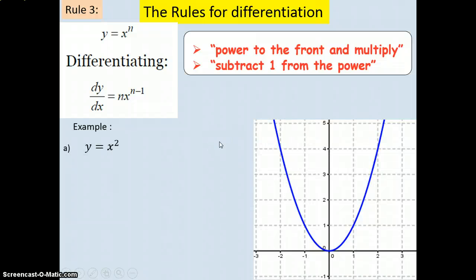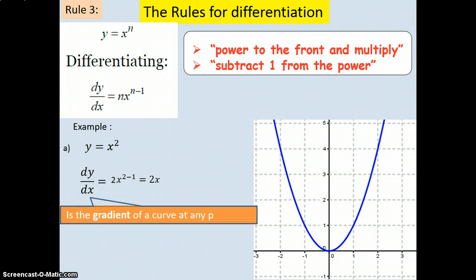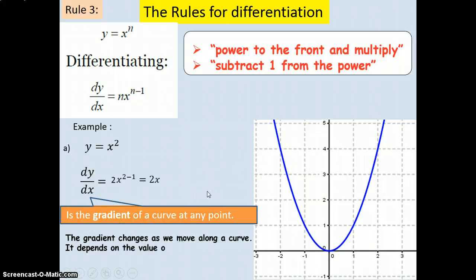For example, if we see the graph y is equal to x squared, and we want to find the gradient of this curve, as we mentioned before, the gradient of a curve varies from point to point. So for dy/dx here, we bring the number 2 to the front, it becomes multiplication, and you subtract 1 from the power, so it's 2x. What this means is that 2x is the gradient of the curve at any point. So the gradient changes as we move along the curve. It depends on the value of x.